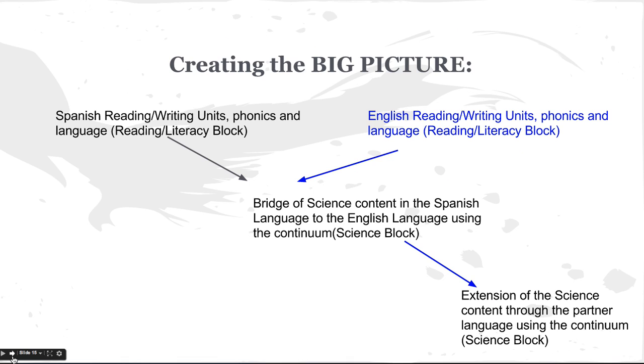Creating the big picture. If we have well-planned concurrent units in each of the languages, then we will be able to build the skills in both languages that we can apply to our bridge during our science block. We can also use those same pieces of language to extend the science content in the partner language.